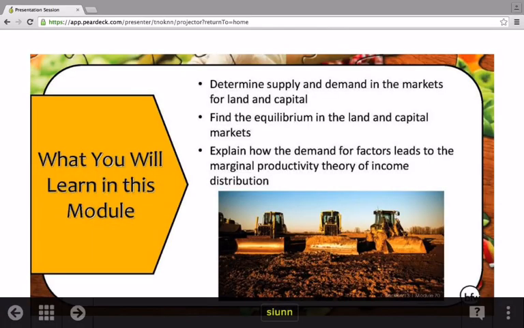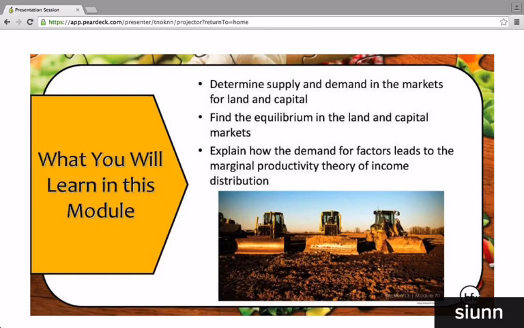So in this module, we will determine supply and demand in the markets for land and capital, two of the three factors of production. We will find the equilibrium in the land and capital markets, and I will explain how the demand for factors leads to the marginal productivity theory of income distribution that helps to explain why income is distributed in the way that it is, based on the pie chart on distribution of income we looked at in the previous module.